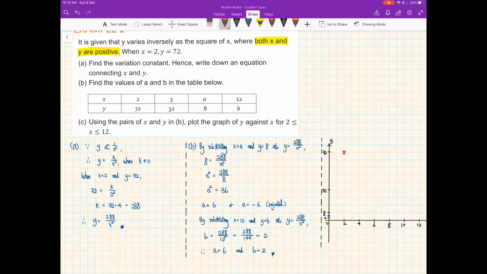The second point, 3 and 32. The third point, 6 and 8. The fourth point, 12 and 2. Since we know this graph must be a curve, we can connect these 4 points smoothly.